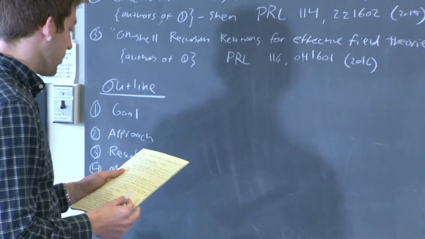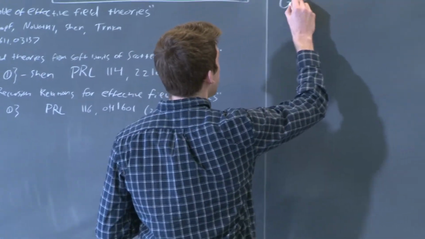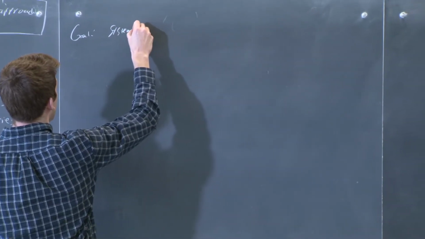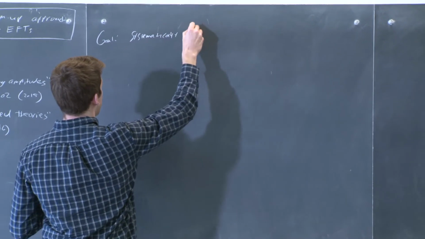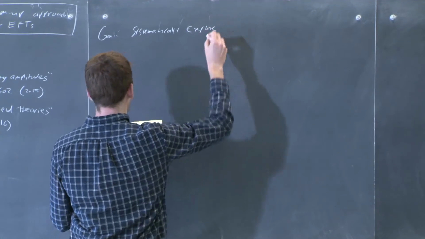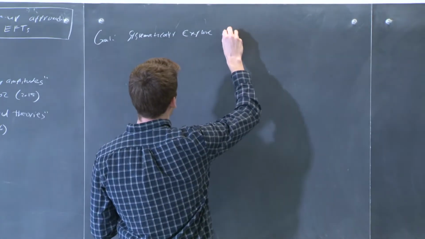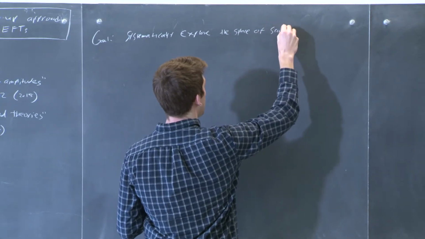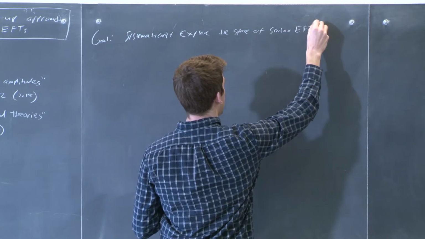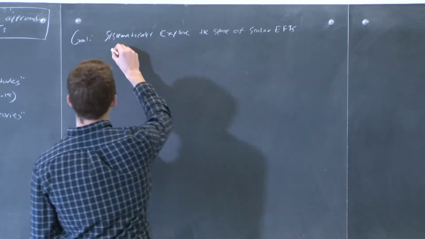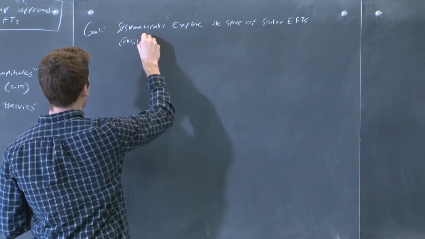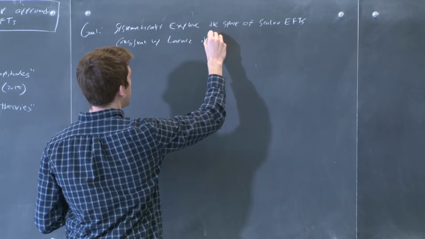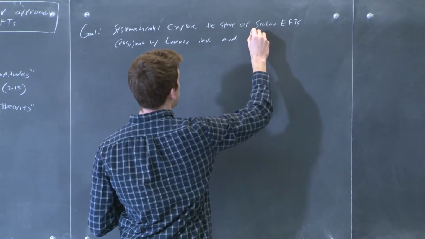OK, so what is the goal? The goal is to systematically explore the space of scalar EFTs consistent with Lorentz invariance and a local S matrix.